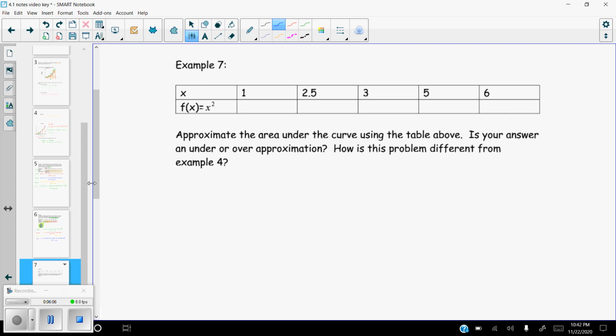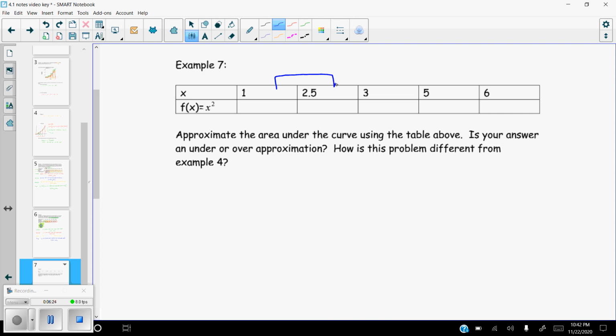Look at the x values. They are not uniformly the same distance between them. The first one goes from 1 to 2.5, that's a difference of 1.5. Then from 2.5 to 3, that's a difference of 0.5. So basically, the bases of these rectangles are all going to be different.